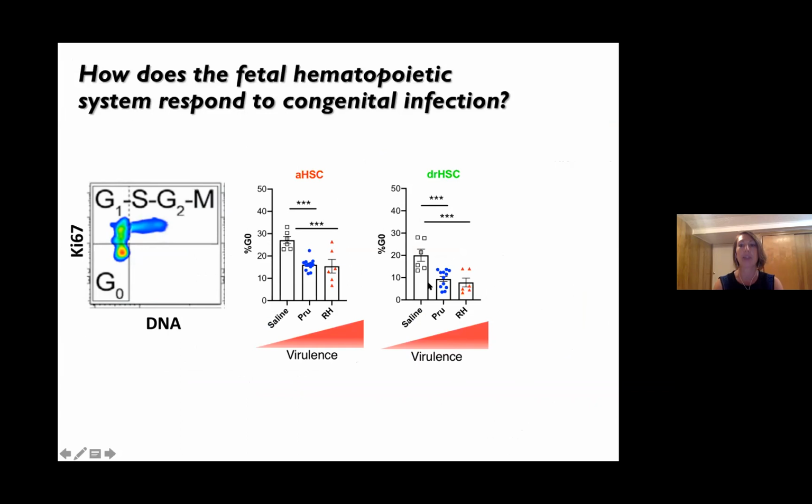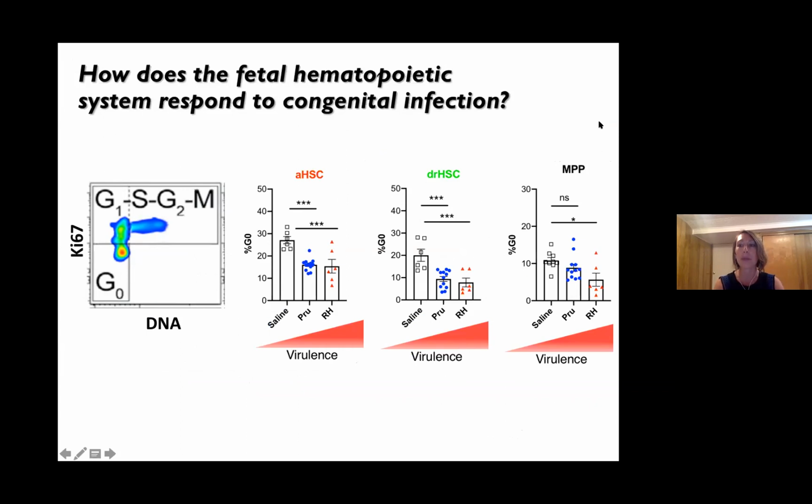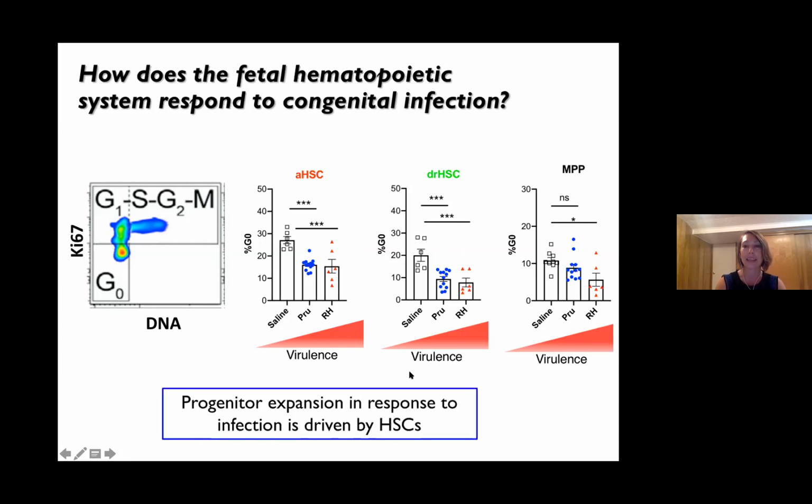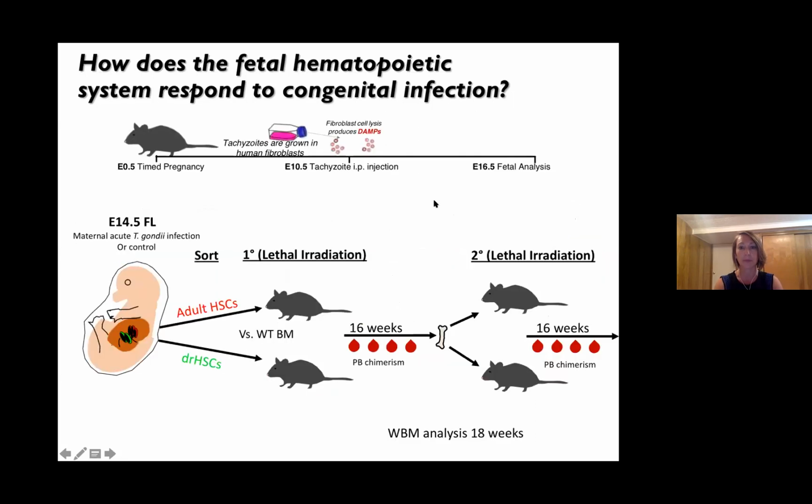And so April has also looked at proliferation in these experiments, and we see that both our adult HSCs and our DR HSCs proliferate in response to infection. And this is not surprising. All HSCs across development and adulthood tend to proliferate in response to infection. Our MPPs broadly are not proliferating to the same extent. And so we think that this is really showing that our progenitor expansion, our FLIC2 positive lymphoid biased progenitor, is really being driven by the response of the HSCs to the infection and not by the MPPs specifically.